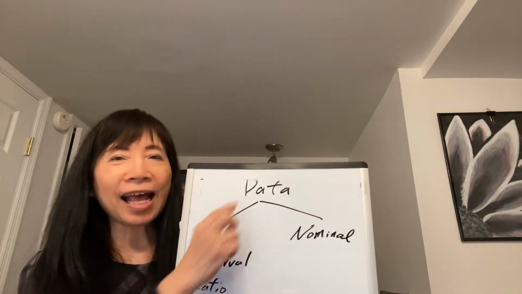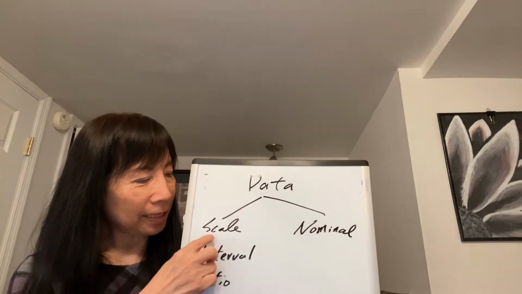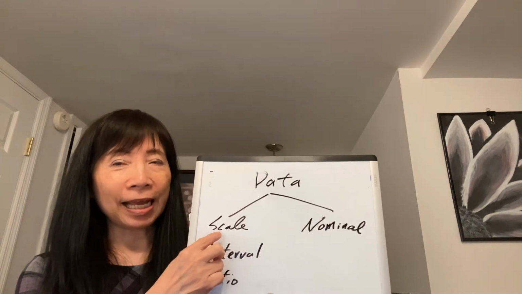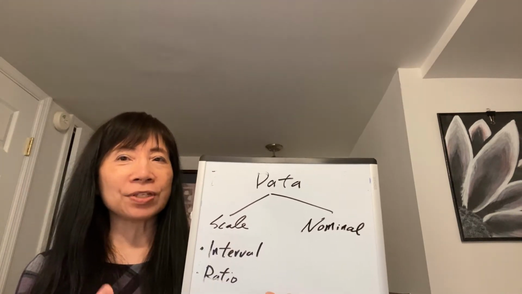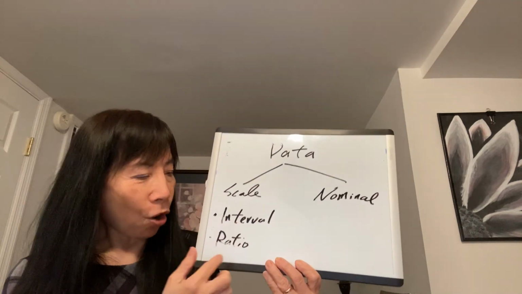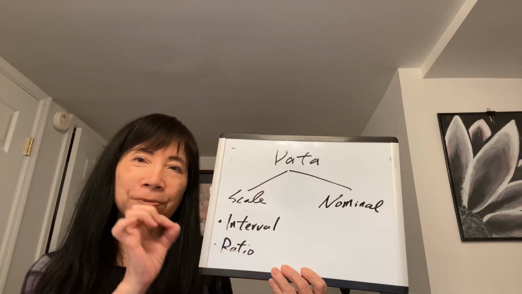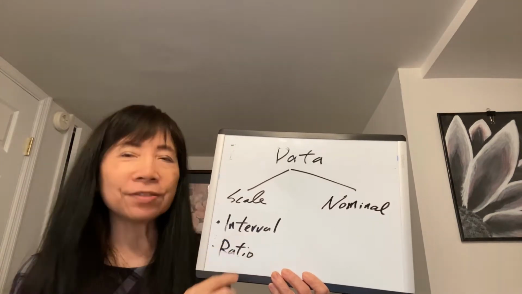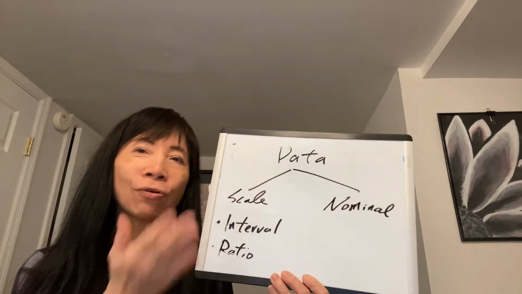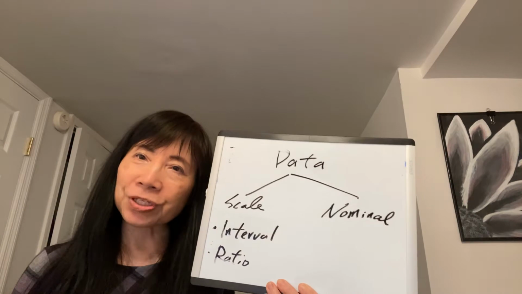For the data you collect, they can be scale, which is the term SPSS uses. That means it can be interval data or ratio data. And remember, ratio data has an absolute zero, and interval data has no absolute zero, but the numbers are continuous, right?